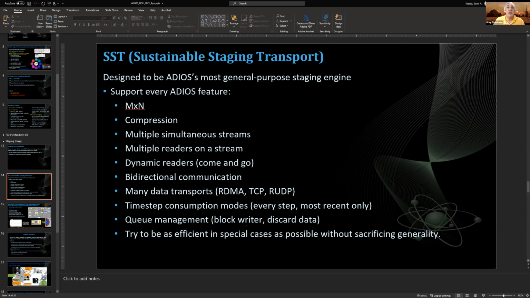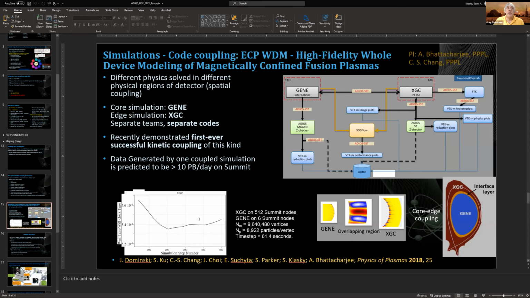The first is SST. SST is our most general staging engine, with the idea that if you can do it in files, you ought to be able to do it with SST too, whether that's writing from thousands of ranks to thousands of ranks or writing from thousands of ranks to just a couple. If you can have a large fan-in, we can do full M by N compression. We can have multiple simultaneous streams from a job, multiple readers on a single stream. Readers can come and go. We have multiple data transports. We have multiple time-step consumption modes, etc.